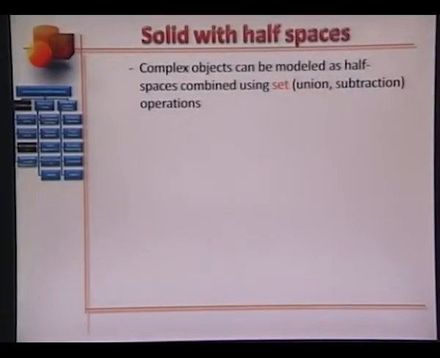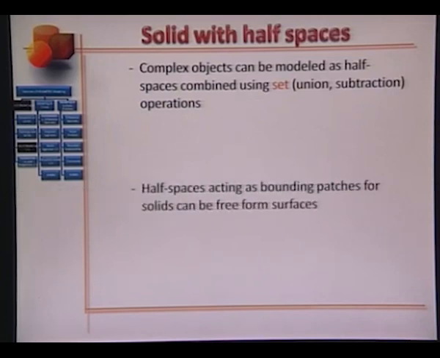How can solids be seen via the concept of half spaces? Complex objects can be modeled as half spaces combined using set operations. Set operations can be like union, subtraction, addition, or intersection. Half spaces that act as bounding patches for solids can be free-form surfaces. They need not all be analytical equations.